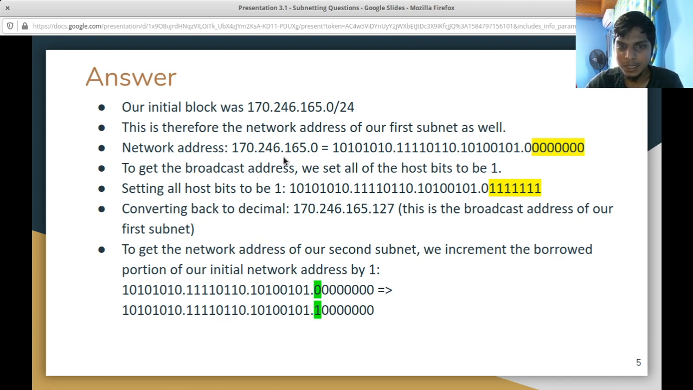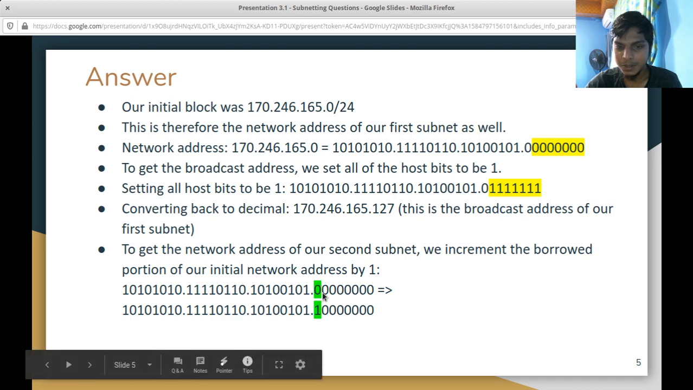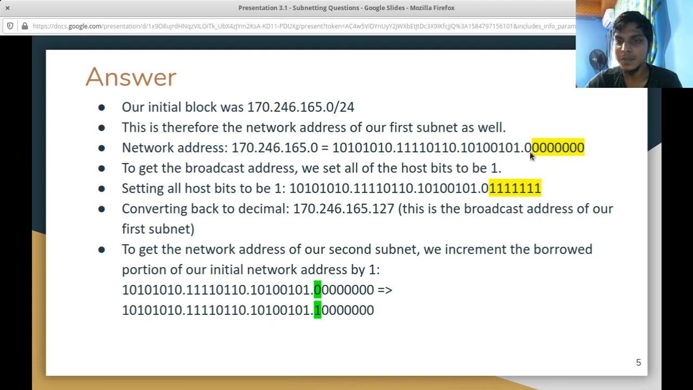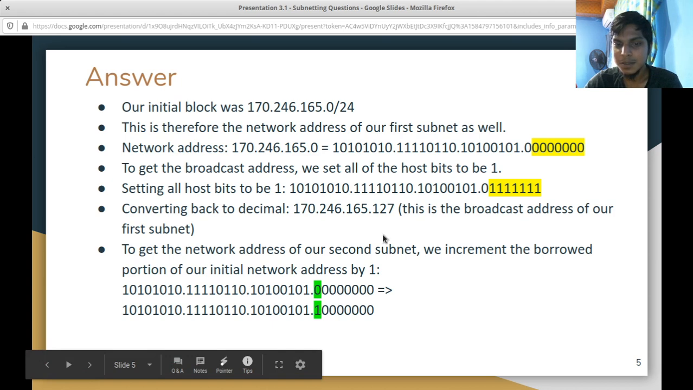So we had the network address for our first subnet, and now we have the broadcast address for our first subnet. Now to get the network address of our second subnet, we increment the borrowed portion of our initial network address by 1. So this borrowed bit that we had here, which I highlighted in green, was 0 for the first subnet, so we leave it as 0 for the first subnet. And just by the way, if we had borrowed more than 1 bit, for instance 2 bits here, we'd have left both of those borrowed bits as 0. Same thing with 3, same thing with 4, however many borrowed bits. We leave those as 0 for the first subnet, and then for the second subnet, you just increment that by 1.